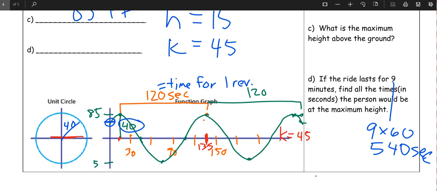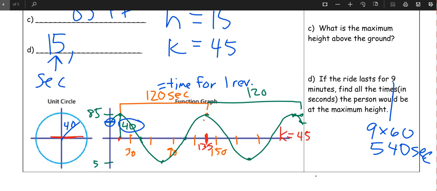Find all the times the person would be at the maximum height. Well, do we know the first one? No, folks, we just said at 0 we would be at 73.3, and that is not the maximum height of 85. What is the first time that we reach the top? 15 seconds, that's right. That's the phase shift of the function. That's h.